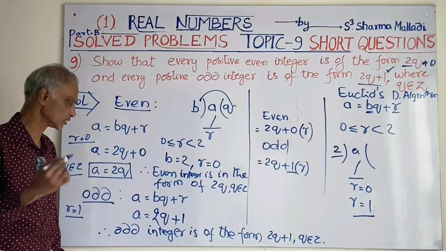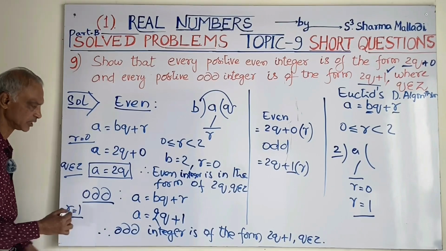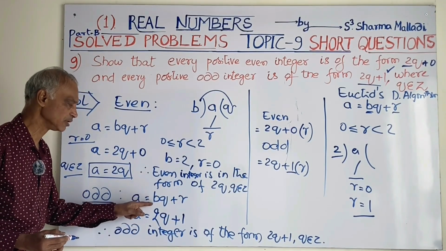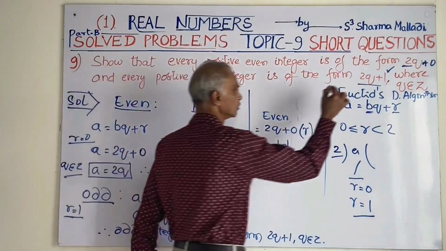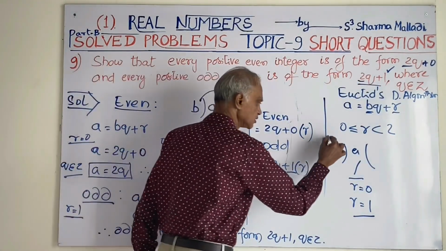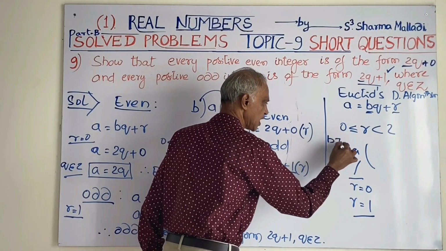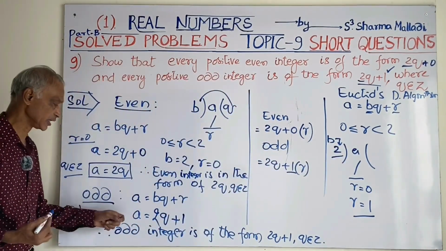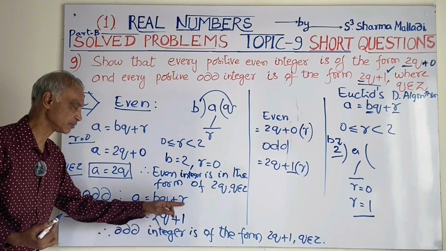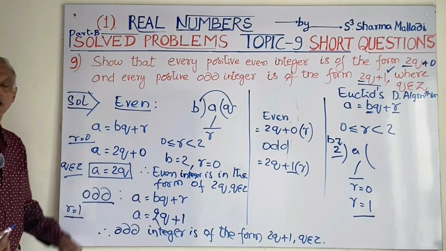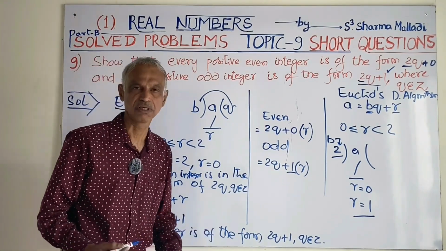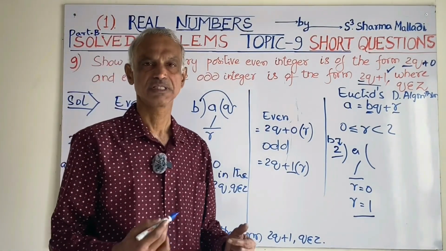Now, odd number. Now we have to take r is equal to 1 because it is in the form of 2q plus 1. r is the remainder. a is equal to bq plus r. Here, always remember, b is 2, you have to take b as 2. That's why a is equal to 2q plus 1, where the remainder is 1. Therefore, odd integer is of the form 2q plus 1, where q belongs to z, integer.